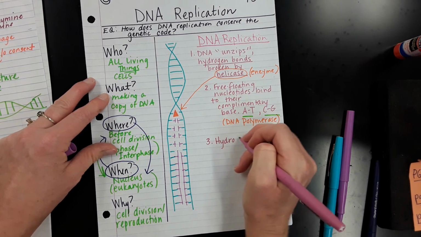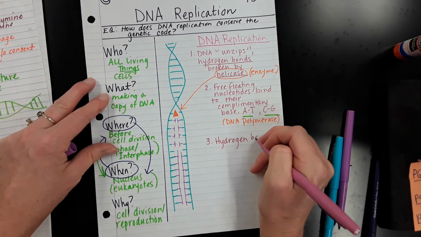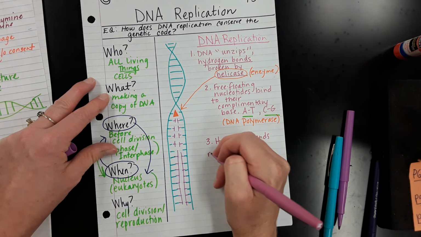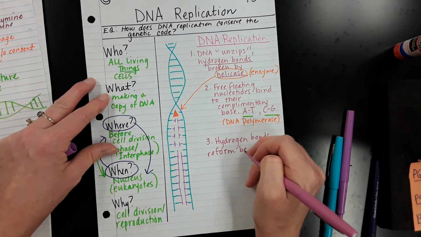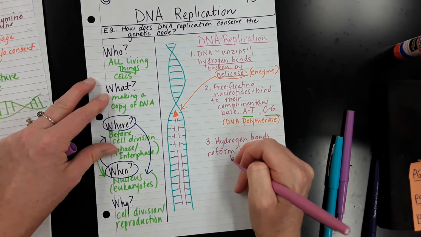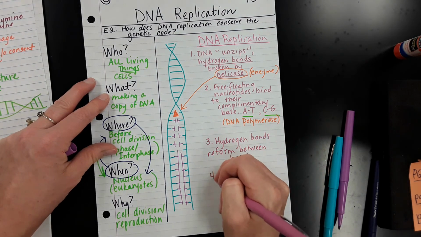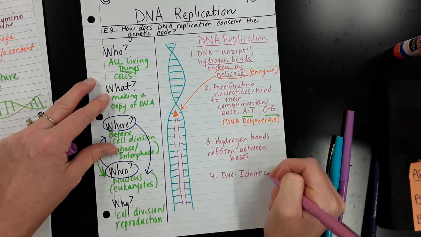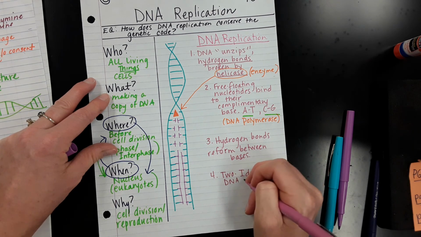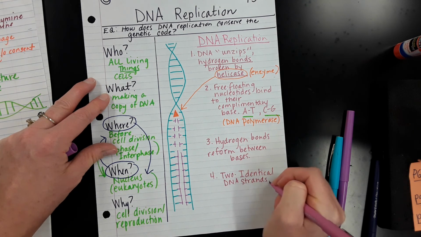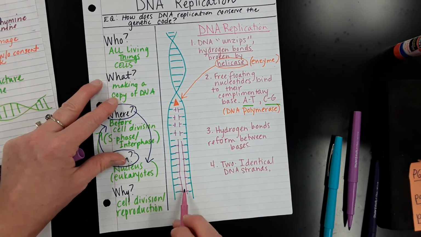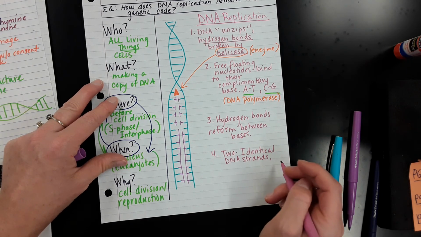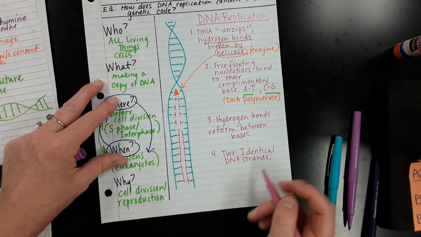All right, the hydrogen bonds reform between the bases. So hydrogen bonds reform between the original and the newly forming strand. And in the end, we're going to end up with two identical DNA strands. Each will have half of the original strand and half of the newly formed strand. So we say that this is semi-conservative, meaning one strand remains the same and then we have a new one.